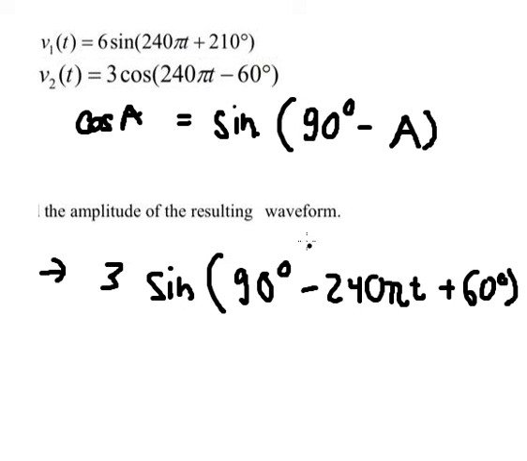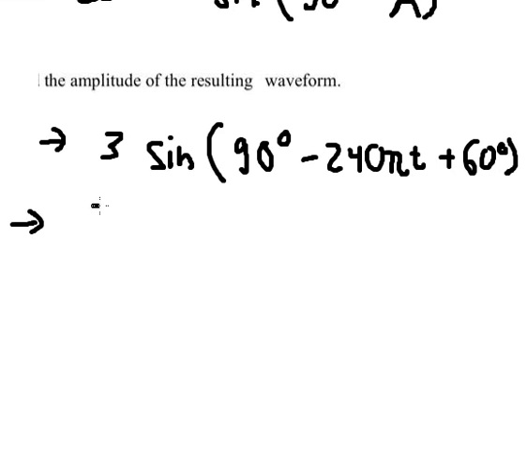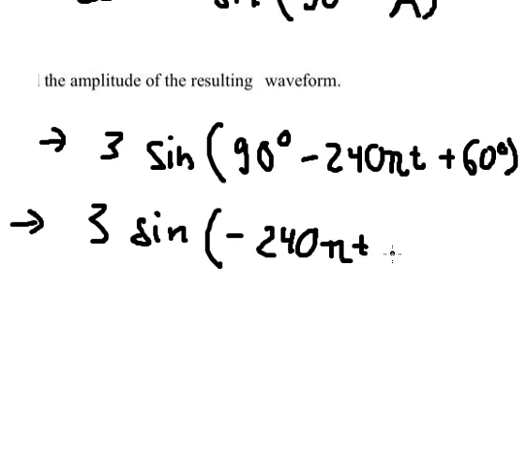Because of the negative, that is about this one. So we change the sign, this one that's about negative and positive 60 degrees. So we simplify this one. And we have negative 240 ωt plus 150 degrees.